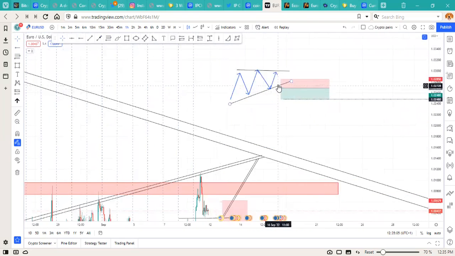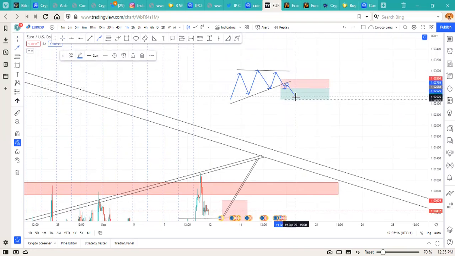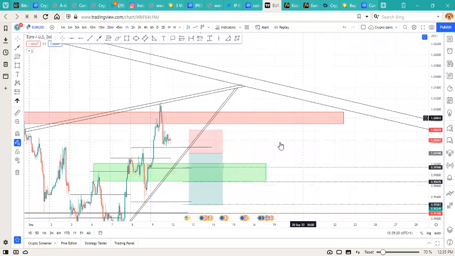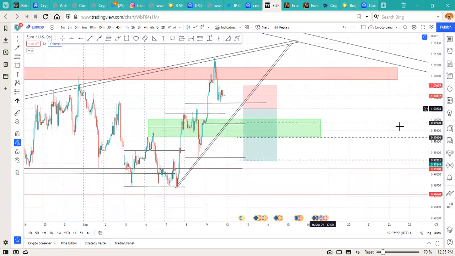So we then wait for the market to do what? Break out from this wedge. As soon as the market breaks out from this wedge, it's going to trigger our sell stop order and then continue going down to take profits. That is exactly what we see here. And that is the current situation we have on the Euro USD.